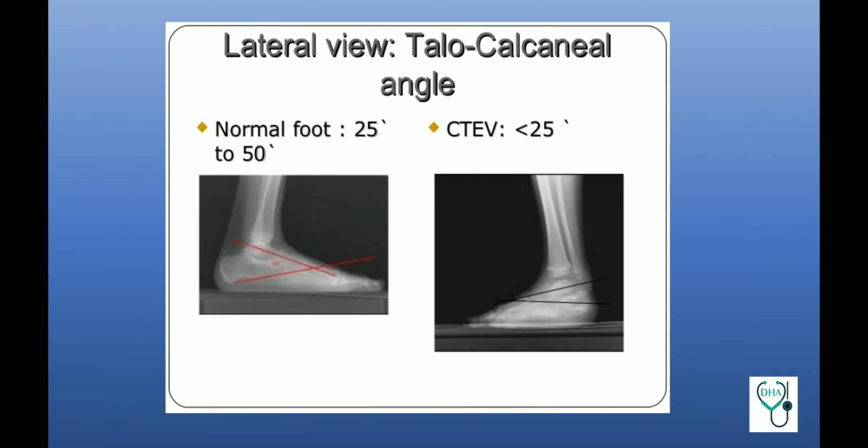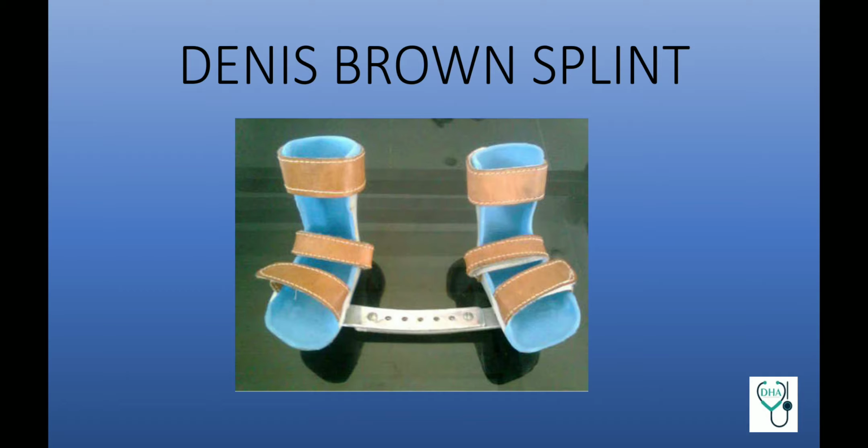Now coming to a few image-based questions. First, an image of Kite's angle or talocalcaneal angle. On the left, you can see the normal value, which is 25 to 50 degrees. And if it's less than 25 degrees, it is most probably CTEV. This is an image of Dennis Brown splint used in the management of CTEV by Ponseti's technique.